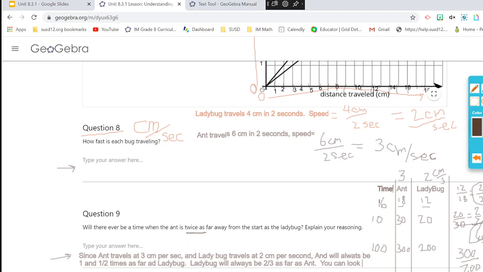You can look at the ratios of their speeds to see. Okay, since ant travels at 3 centimeters per second and ladybug travels at 2 centimeters per second, ladybug will always be 2/3 as far as ant. Ant will always be 1.5 times farther than ladybug. So never will ant be twice as far away as ladybug. Only maximum of 1.5 times as far away.